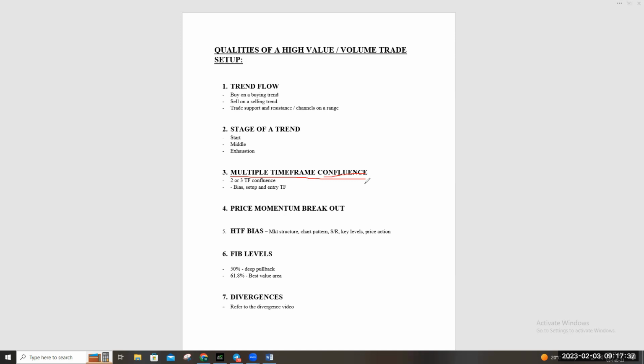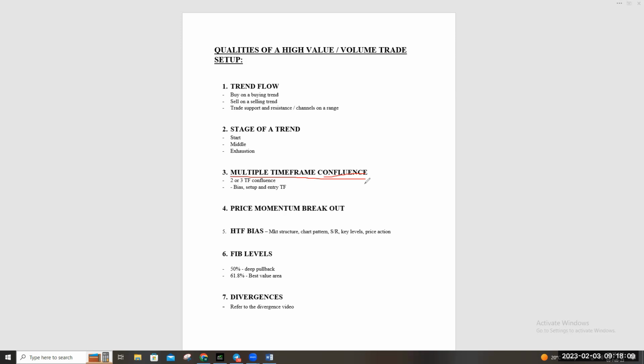So you can either have 2 time frames, you may use 2 time frames to trade, or even 3. But the more time frames that are confluent, or the more time frames that are moving in the same direction, the higher the value of the trade setup. So if you're going to take a high value trade setup, at least have 3 or 2 time frames that are pushing in that same direction.